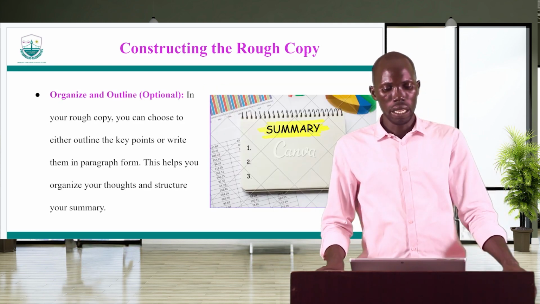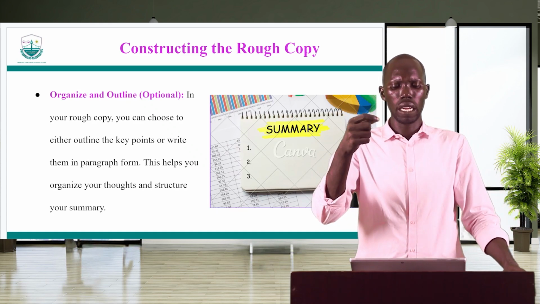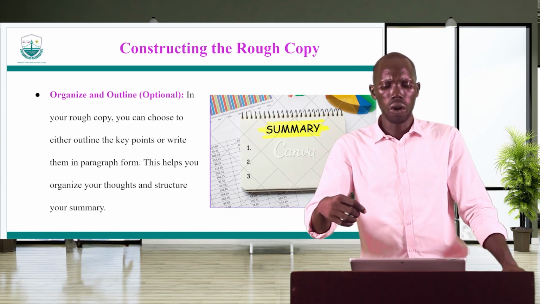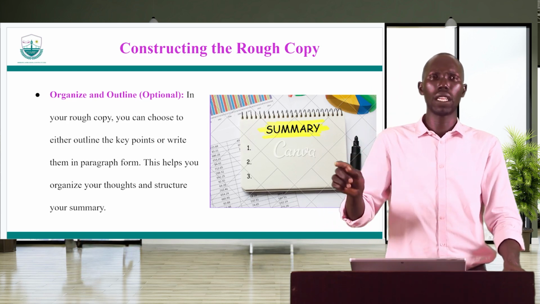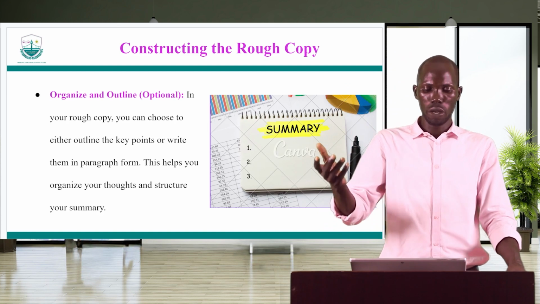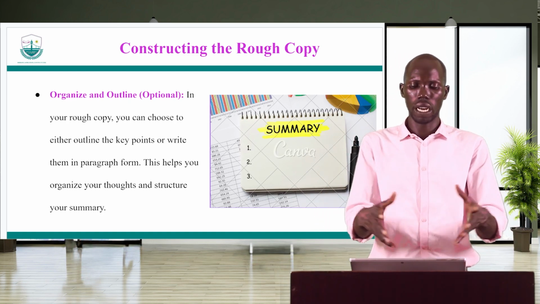And then still, in the rough copy, you should also organize your rough copy in an outline form. It can be in an outline form or in a paragraph form. You can outline them in the form of 1, 2, 3. You can use bullets for outlining your points. You can use Roman numerals for outlining your points. That is one option of the rough copy.